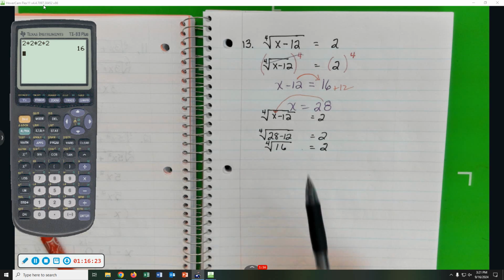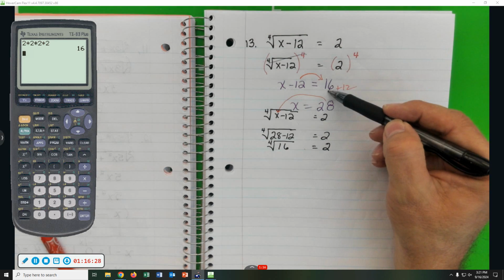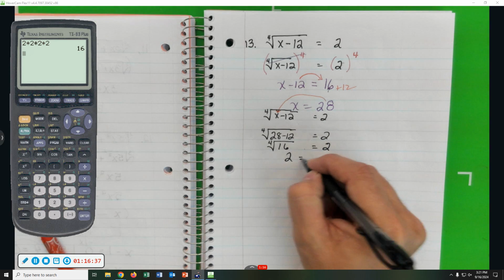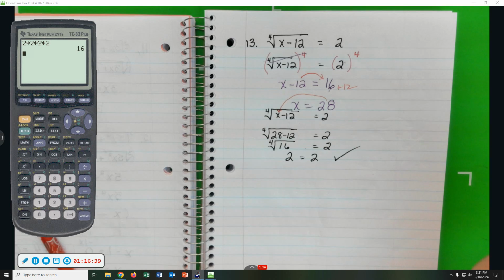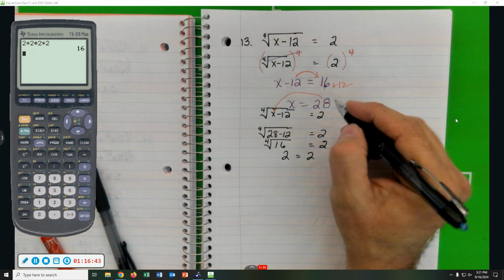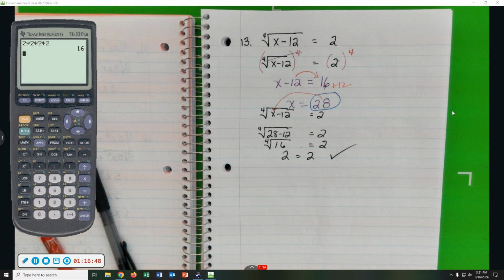What to the fourth power gives us 16? Is it 2? Yes, it is. I think you have it on your calculator. 4 2's multiplied together give you 16. So we have 2 equals 2. That checks. So 28 is our only answer. Any questions there? So 28.